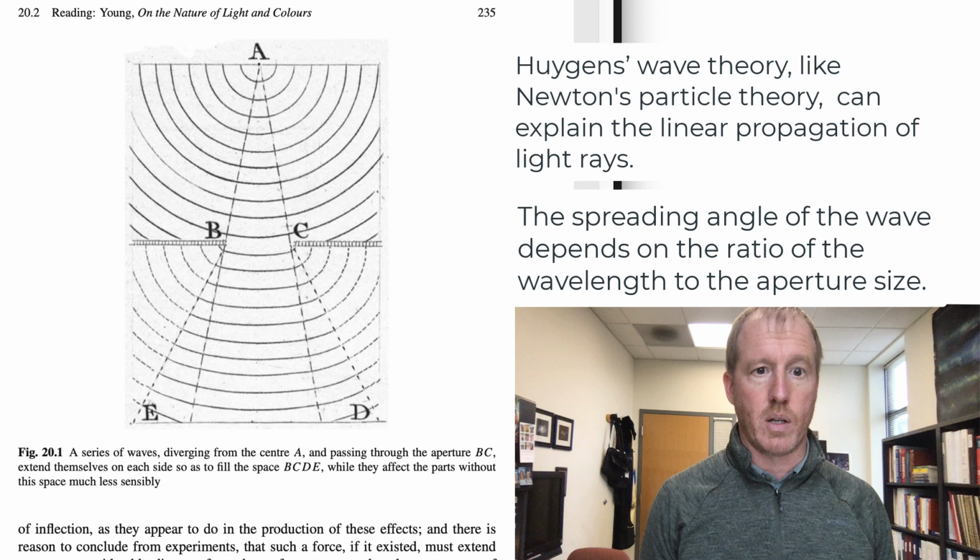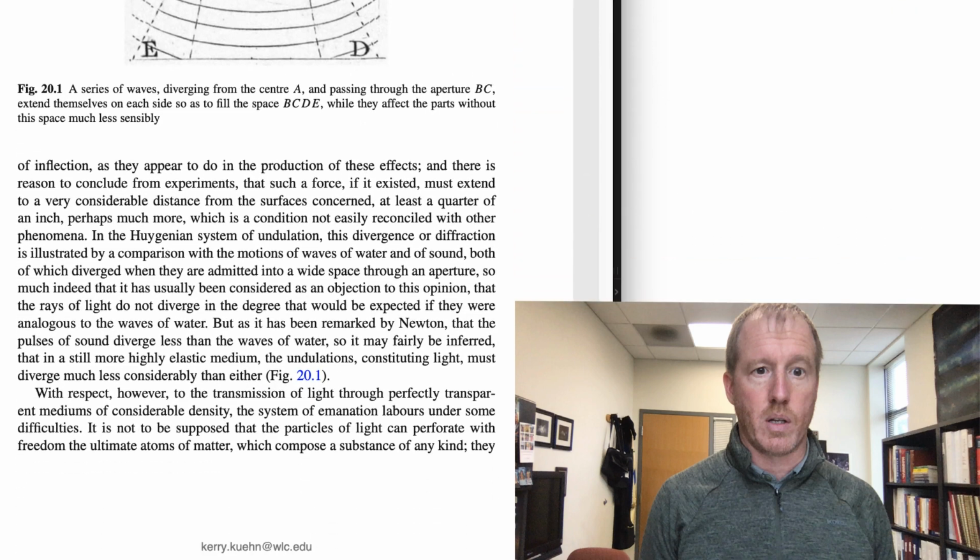Okay, now what about the next topic he brings up? This is on page 235, the bottom, the last paragraph. He says, "With respect, however, to the transmission of light through perfectly transparent mediums of considerable density, the system of emanation, the particle theory, labors under some difficulties." So he says that if you believe in the particle theory of light, you're going to have a little bit more trouble explaining the transparency of materials like glass.